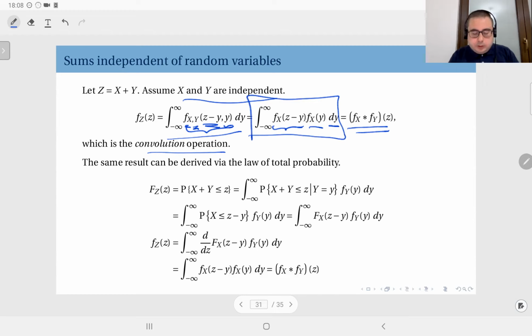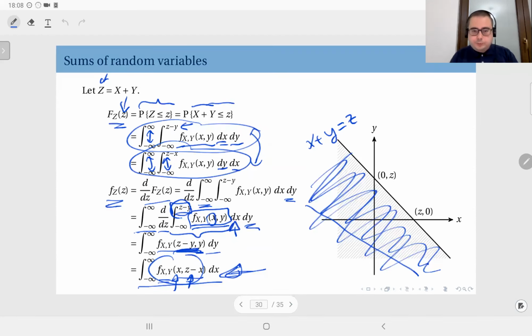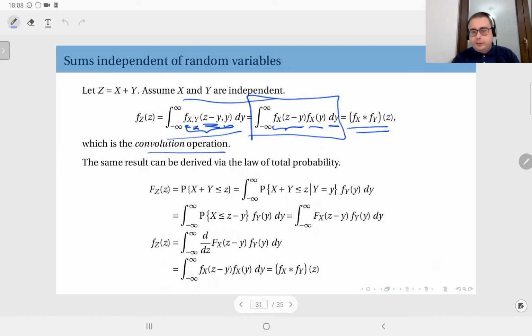In fact, we could have arrived at this expression not from this derivation, but from a different approach. Again, we will use conditioning and the law of total probability. We would like to find the PDF of z, which is the probability that x plus y is less than or equal to parameter z. So I'm going to condition this event on the value of y, multiply this conditional probability with the PDF of y and integrate over all values of y.